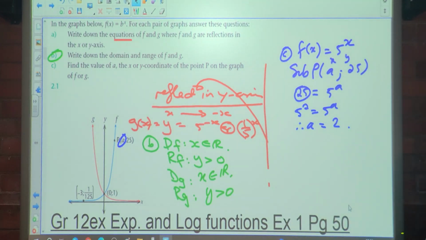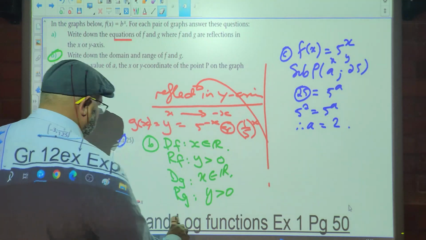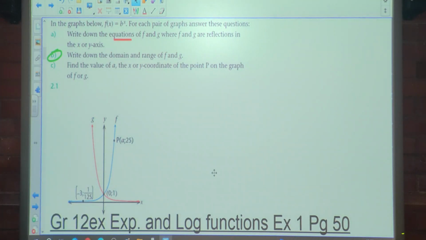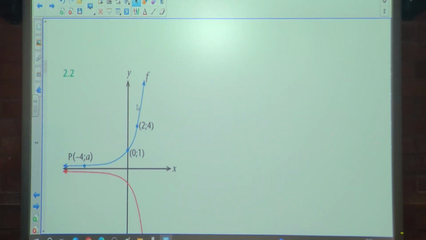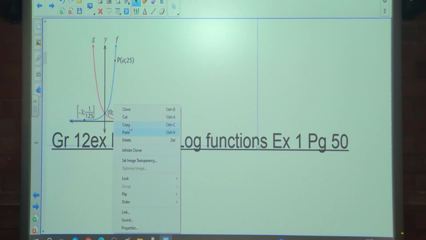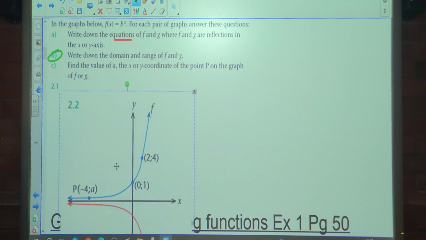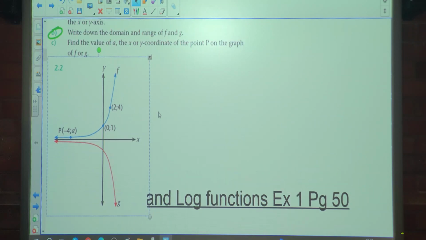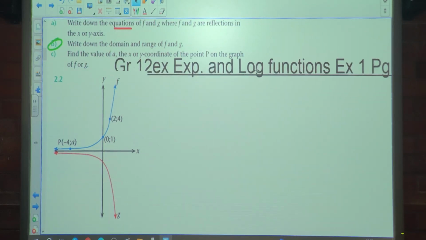Is there any confusion, people? Right, let's go to the next one. Let's cut first, probably before that. Right, here we go. 2.1. Try and keep it as big as possible.